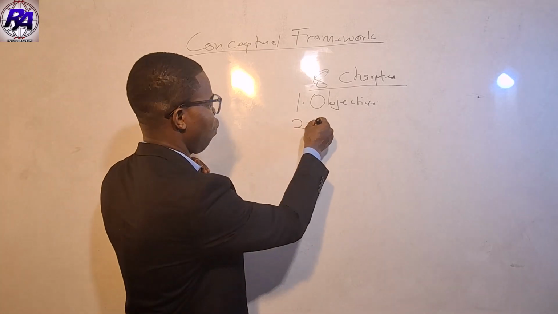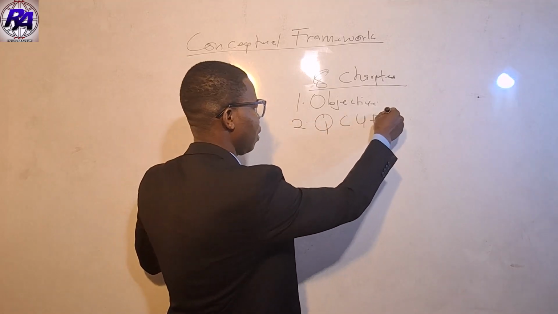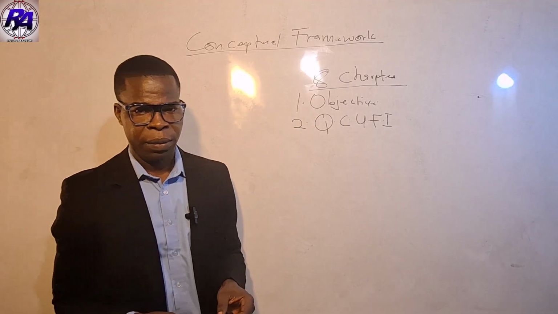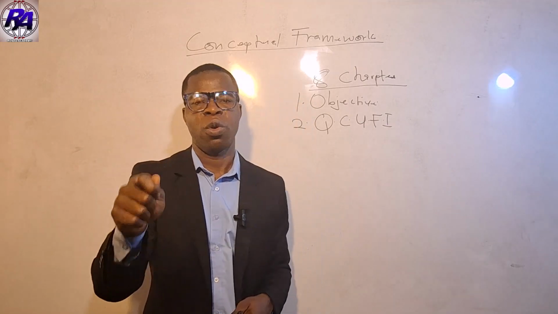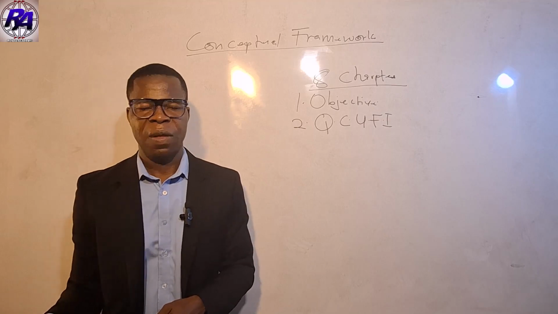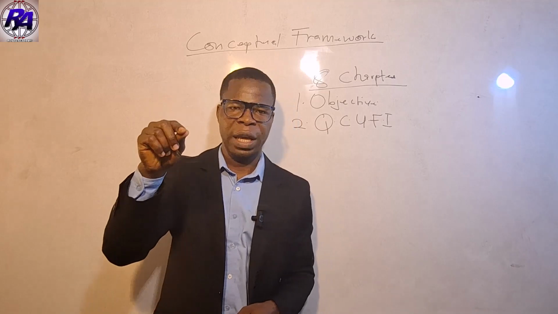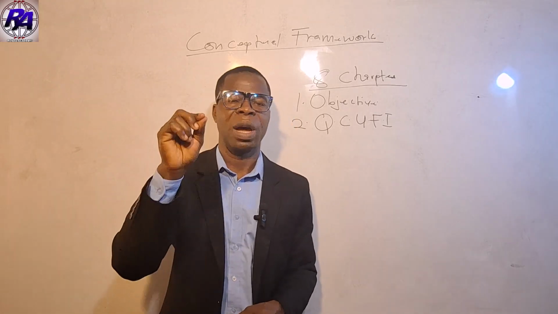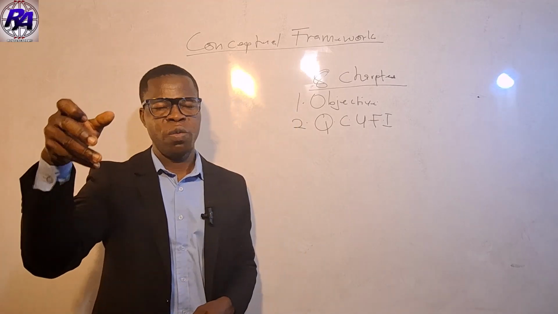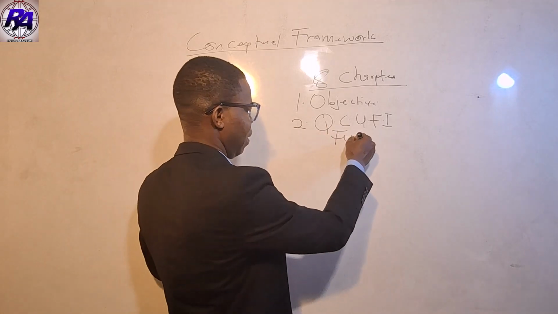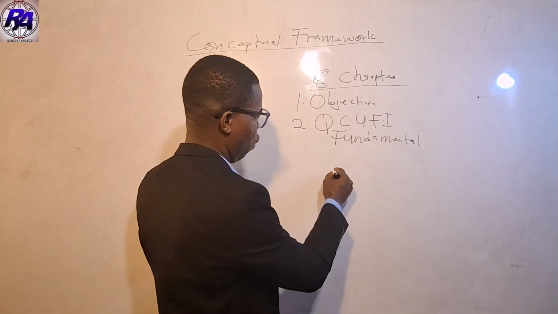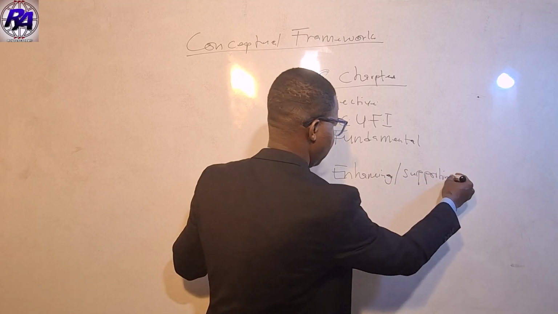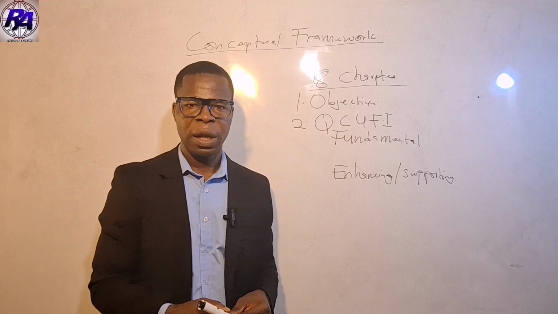The second chapter has to do with the qualitative characteristics of useful financial information. Entities are required to provide financial reports at the end of every reporting period. Now, this financial information must have certain qualitative characteristics for us to say that it is useful. And these qualitative characteristics are categorized into 2 main categories. So we have what we call the fundamental, and then we have what we call the enhancing or supporting qualitative characteristics of useful financial information.